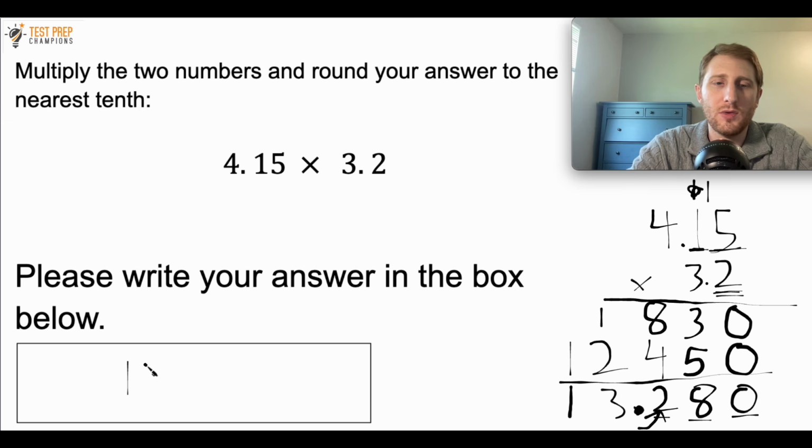So what I'm going to do is write 13.3. All right, so again, I picked out the number that was in the tenths place, and I saw that the number beside it was greater than 5, so I rounded up, and that's how I got 13.3.